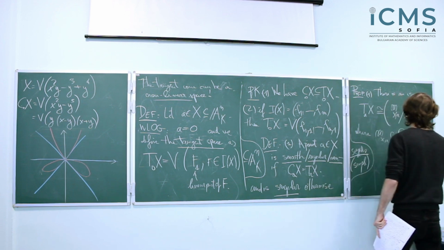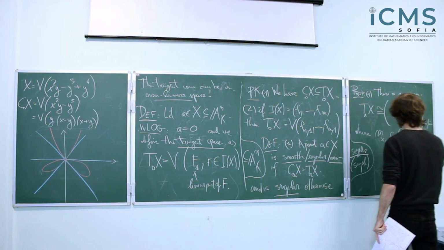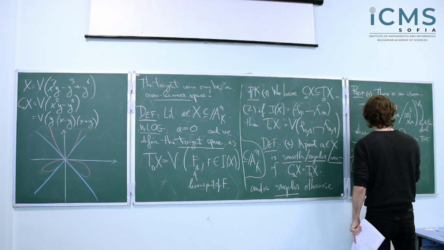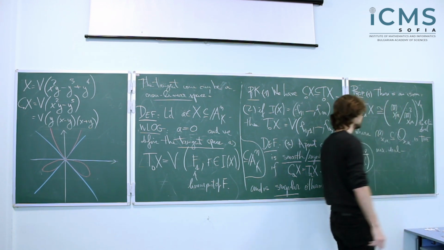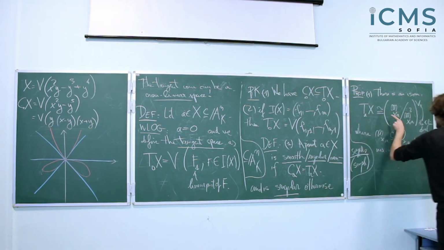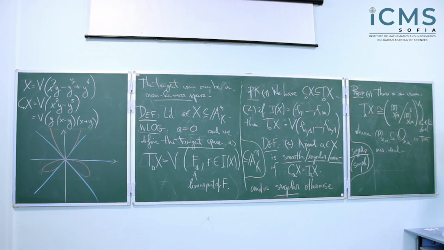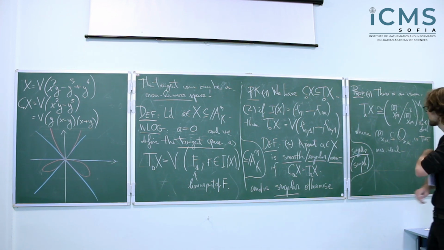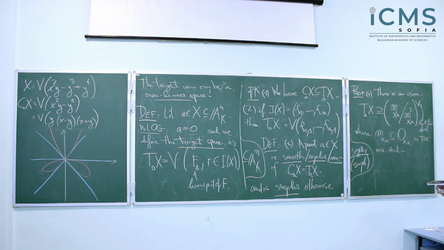Okay? So this is a finitely generated ideal, and when we quotient it by the square power of this same maximal ideal, you obtain a finite K vector space. This is mostly just Nakayama's lemma.